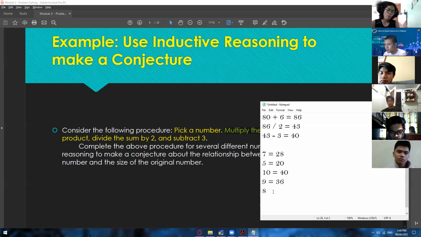If we have 8, then this one is equal to times 5. Bakit parang may mali? Yeah, tama. And this one will become 32. Yeah, so in here, it's always multiplied by 4.